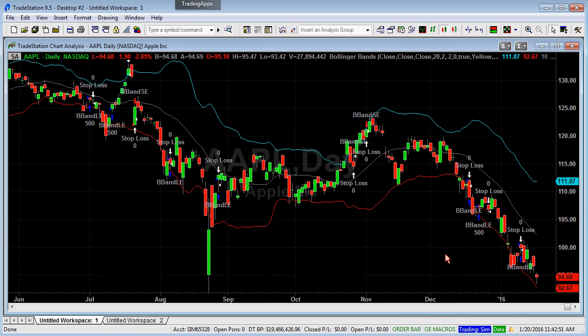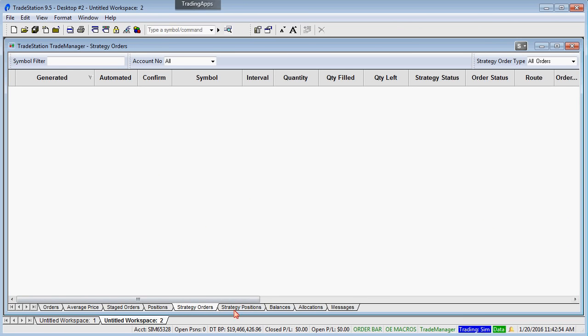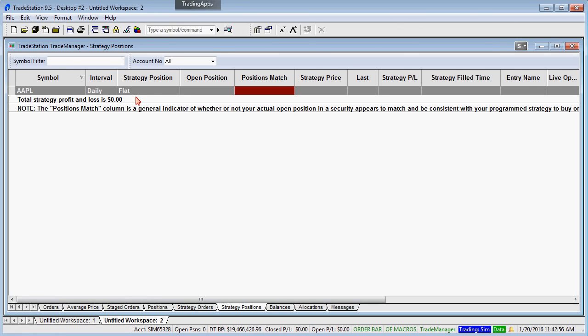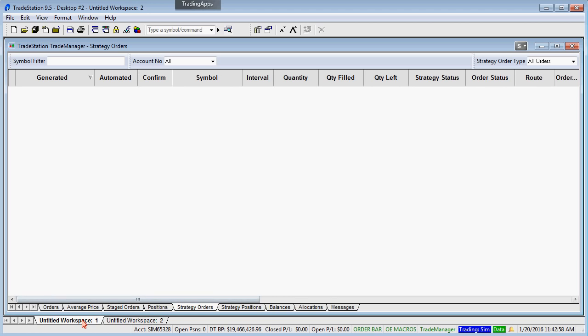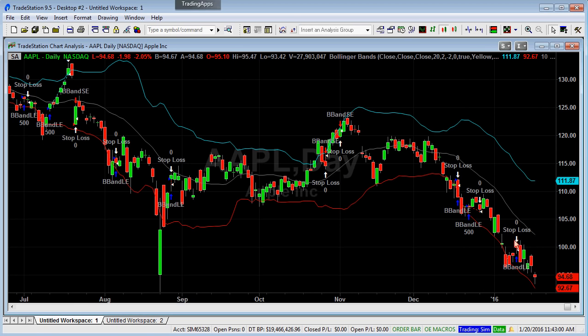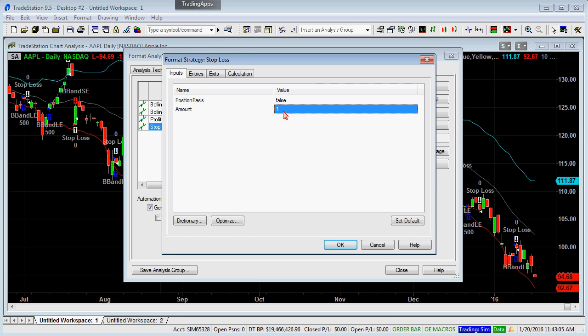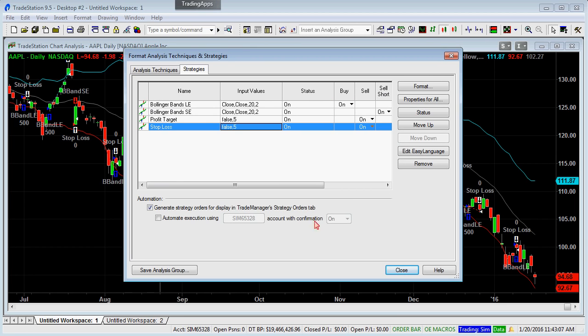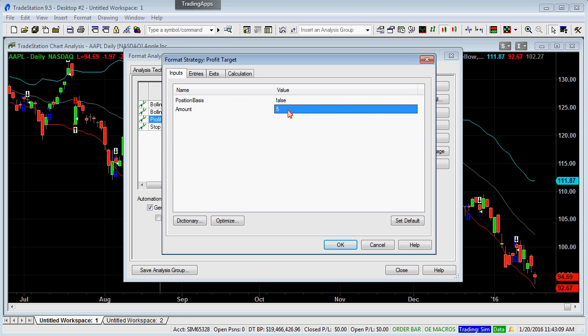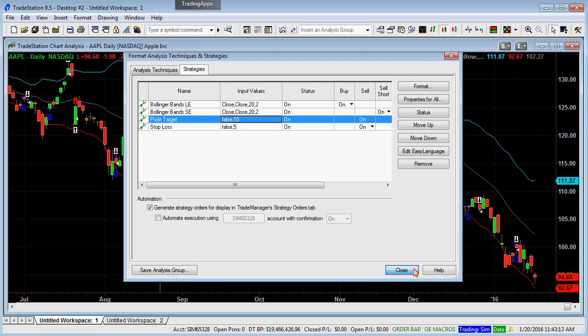Maybe I should have edited, because now if I go to my Trade Manager, my strategy positions, I'm flat Apple, and my strategy orders has nothing. Let's go ahead and edit those so that I can have a better view. My stop loss is set to 1. I'm going to set it to 5. And my profit target is set to 5 points. I'm going to set it to 10 points. And then click on Close.